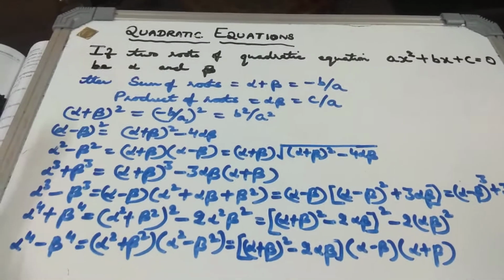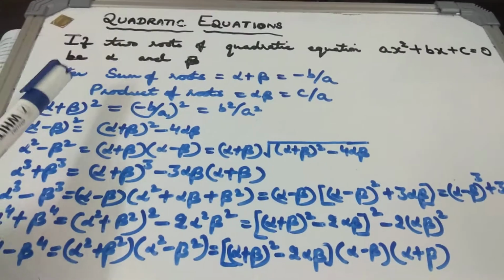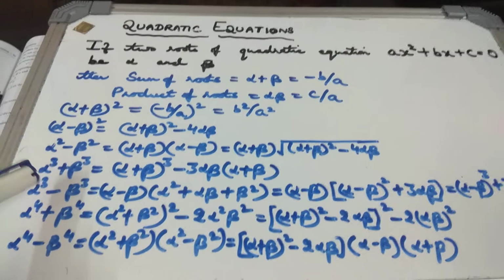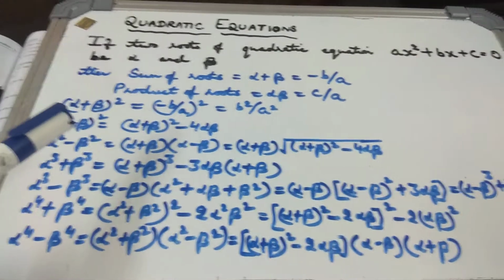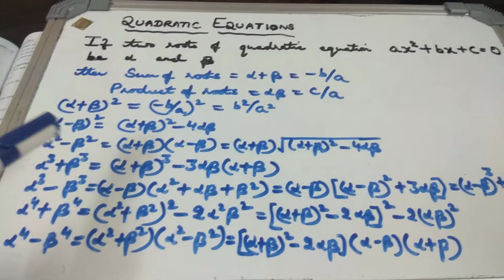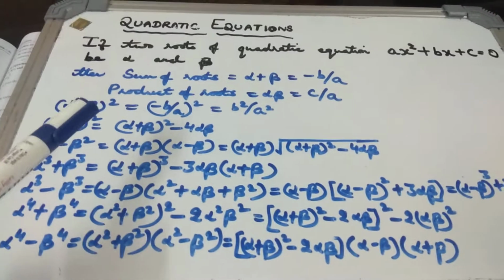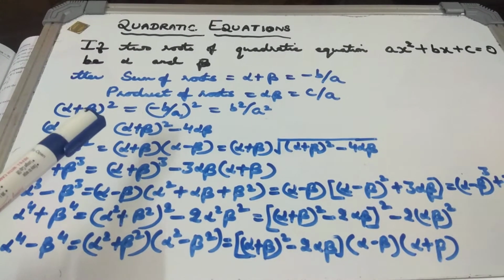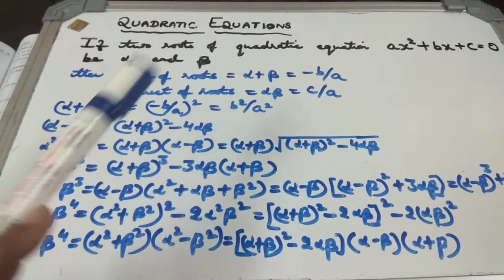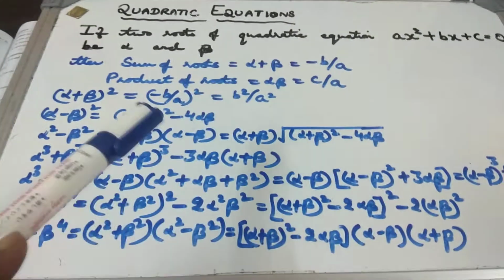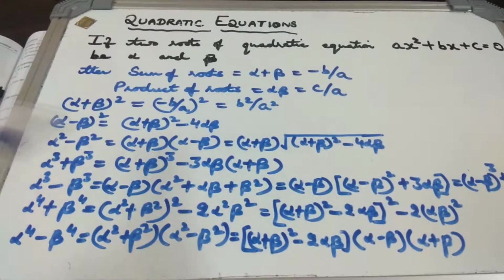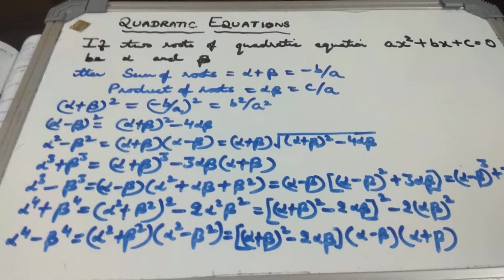Hence, making use of these two relations, we will be writing various identities in terms of symmetric roots which are related to our algebra formula. So obviously alpha plus beta square is equals to minus b by a whole square. That is, from here itself alpha plus beta is minus b by a, so whole square you can write like this, and which is equivalent to b square upon a square.